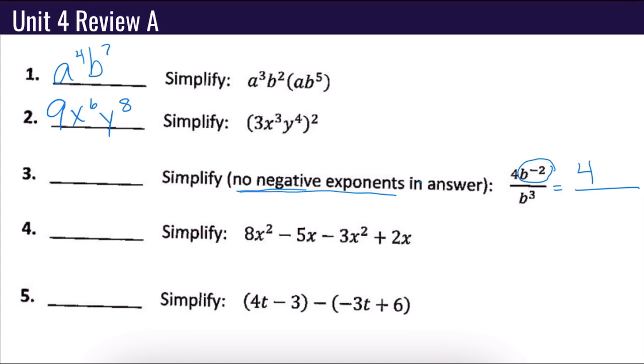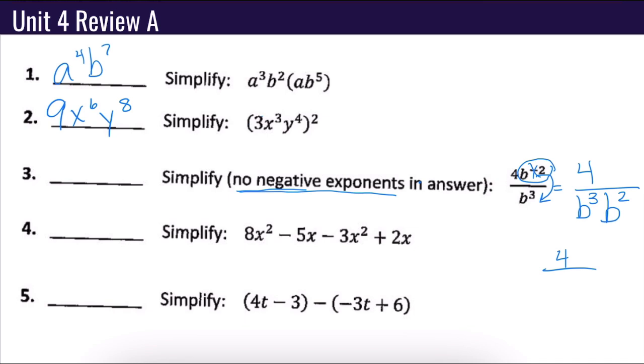So our 4 stays on top because it's not attached to the negative 2. Then we have that b to the 3 on the bottom times b to the 2nd power. So just by moving it down to the bottom, we were able to get rid of that negative sign. So now we just need to clean it up a little bit more. That 4 stays on top. There's nothing I can do with it.